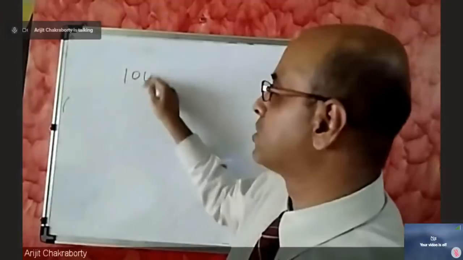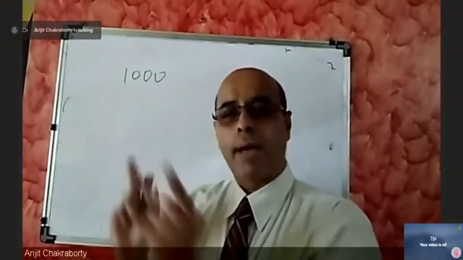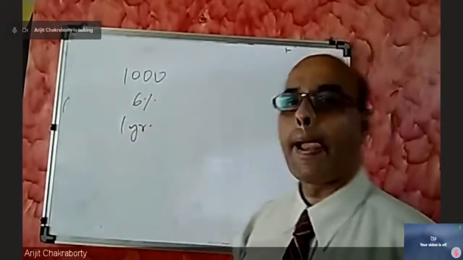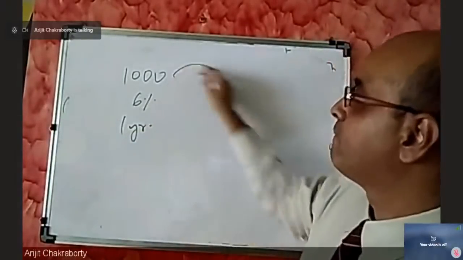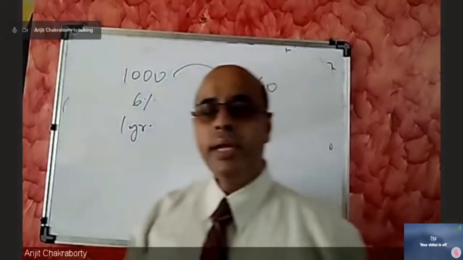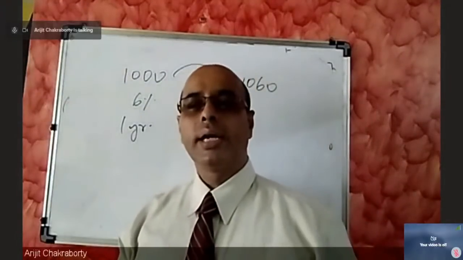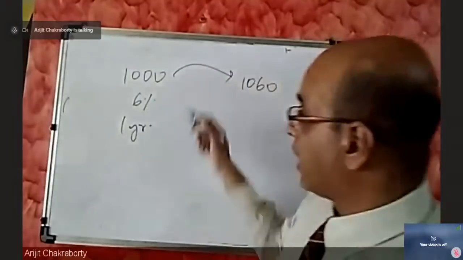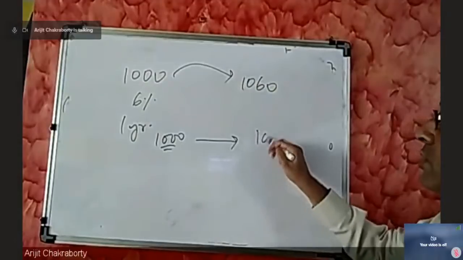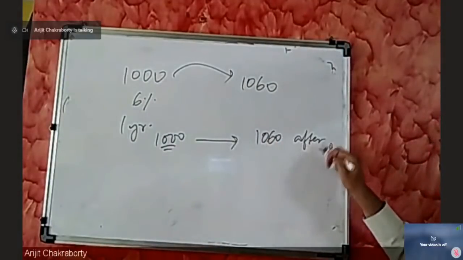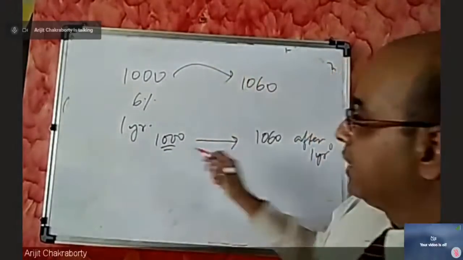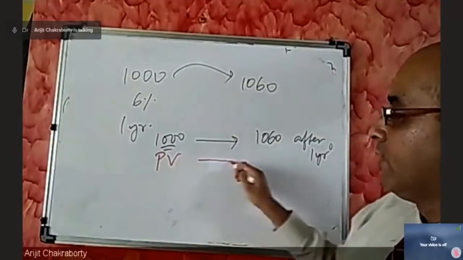Okay, now we know a very simple example. I'll take 1,000 rupees. Keep it in a bank. The bank pays me 6% interest for 1 year. So I get 1060. Fine, I get 1060. Now, this is simple interest. So I can say that today's 1,000 rupees is 1060 after 1 year. That means this is the present value and this is the future value.